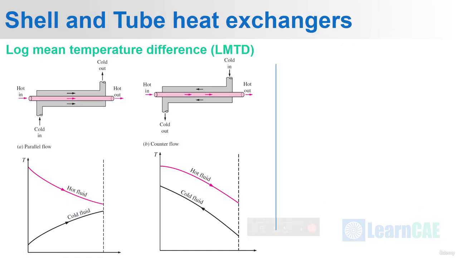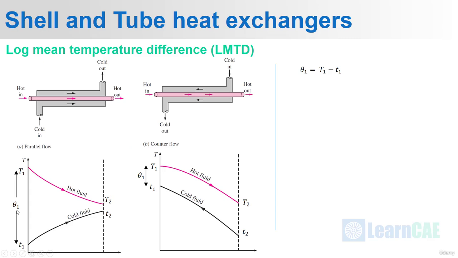Moving on, we shall see what is log mean temperature difference, that is LMTD. Here the temperature profile of the hot fluid and cold fluid is given for both parallel flow and counter flow heat exchangers. The uppercase T represents the temperature of hot fluid for both cases and the lowercase represents the temperature of cold fluid. And plane 1 represents the left end and plane 2 the right end.